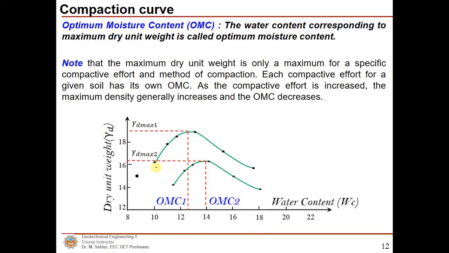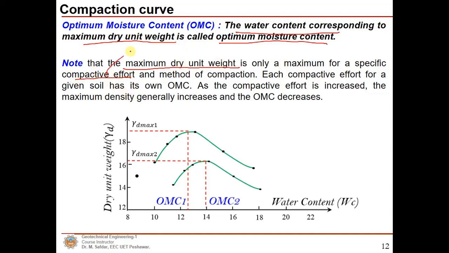Now, what is optimum moisture content? The water content corresponding to the maximum dry unit weight is called the optimum moisture content. We need to note down that the maximum dry unit weight is only a maximum for a specific compactive effort.